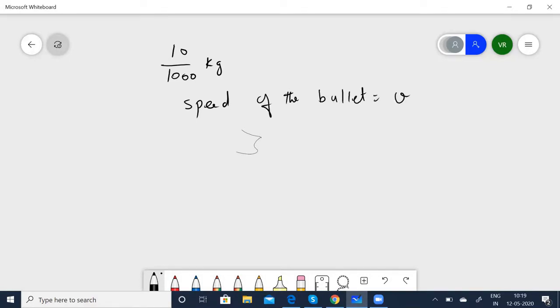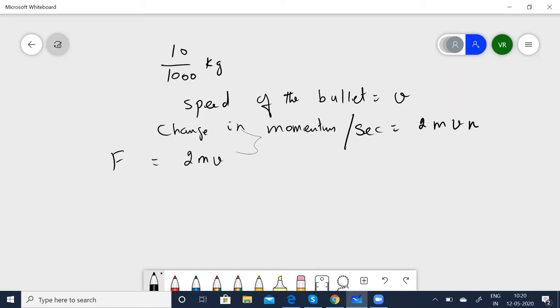The change in momentum per second is given by 2mvn, where m stands for mass, v the velocity, and n the number of bullets. Okay, n is going to be the number of bullets. Therefore, the force applied by the bullet on the disc is going to be 2mvn, which is equal to mg, right? Into g. So that is equal to 10 by 1000 into g.